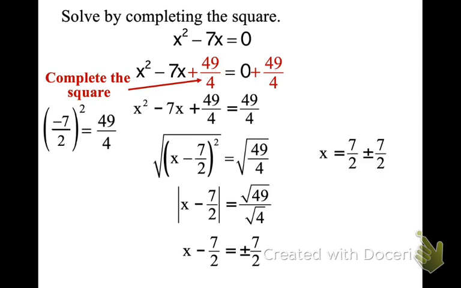Now I'm adding 7/2 to both sides. It didn't show it because I'm out of space. Plus 7/2, plus 7/2, and that's what we get. And so we get 7/2 plus 7/2 is 14/2, and 7/2 minus 7/2 is 0. Two solutions. I think it would have been easier to factor, but I just wanted to show you we can do it this way. Solve by completing the square.